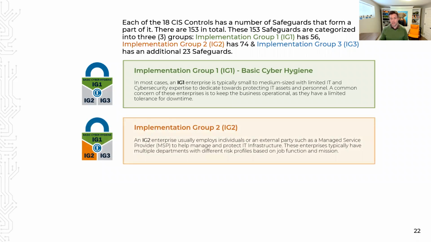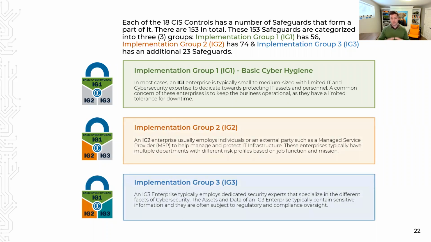Implementation group two includes all of the items in implementation group one, plus those in implementation group two. This is typically when an organization gets to be a little bit more cyber mature. And then implementation group three is the full meal deal. Typically businesses that are in implementation group three, they are very well funded, large organizations with teams of people focused exclusively on cybersecurity and data management and compliance and all of those types of things.